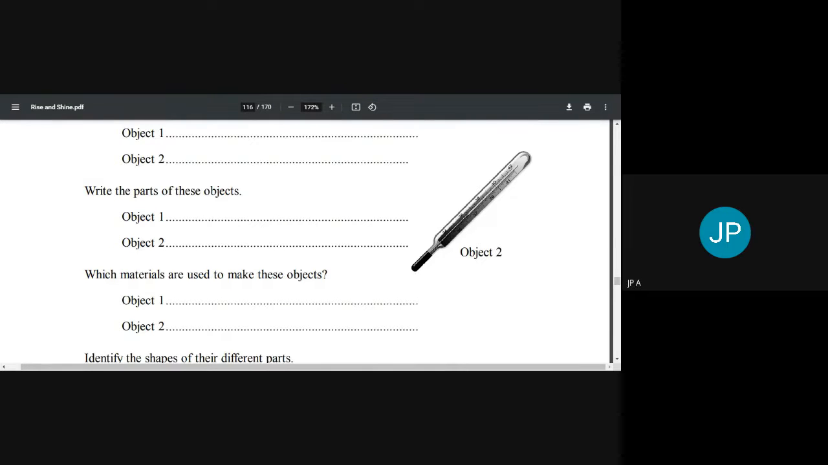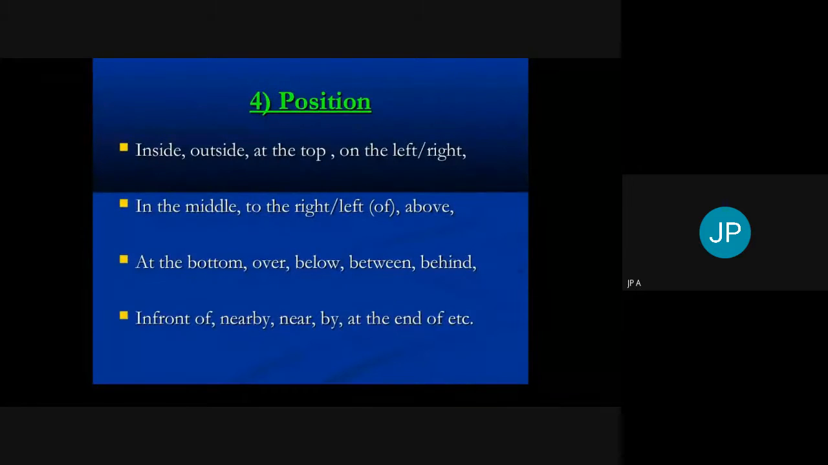If it is a pedestal fan, have you heard of? Must have heard of a pedestal fan. Pedestal fan is placed on the floor. So that is the position. Where is it placed? We can use lots of different words to describe the position of the object.